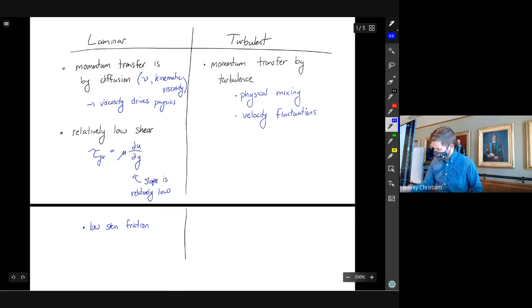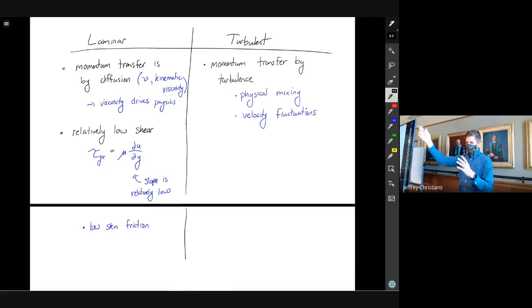The velocity fluctuations are really driving momentum transfer. What I mean is, the slow fluid at the surface, the fluid that's gotten really slow, gets physically mixed up and thrown into the fast moving fluid. So you're getting fast fluid going down to the surface and slow fluid at the surface going up into the fast, and you're physically mixing things around. You're not relying on viscosity to do the work. It's the physical mixing process that's doing the work, just like it is in pipe flow.